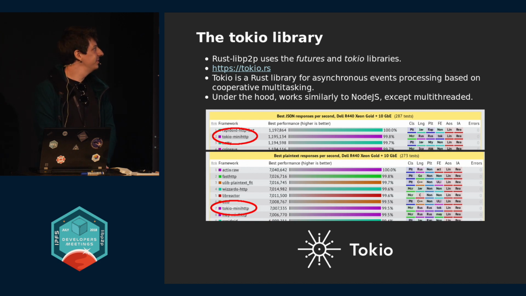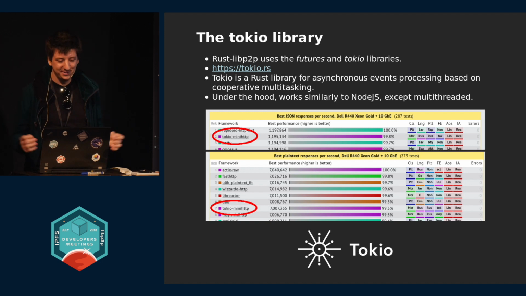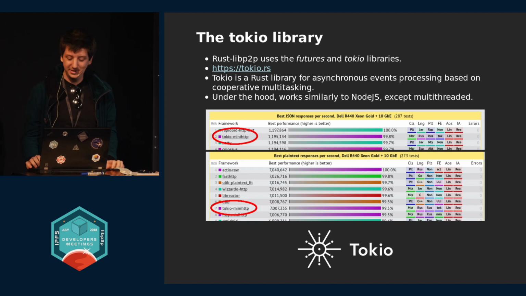Libp2p is based on the Tokio library, which is an asynchronous eventing library. You can check it out at tokio.rs. I'll put some benchmarks at the bottom. I don't remember the name of the website, but it's benchmarking HTTP requests. And it's pretty fast. This Tokio minihttp demo is 2nd and 7th on 2 different benchmarks. It's not in any other benchmark, but in the 2 it's competing in, it's pretty fast.